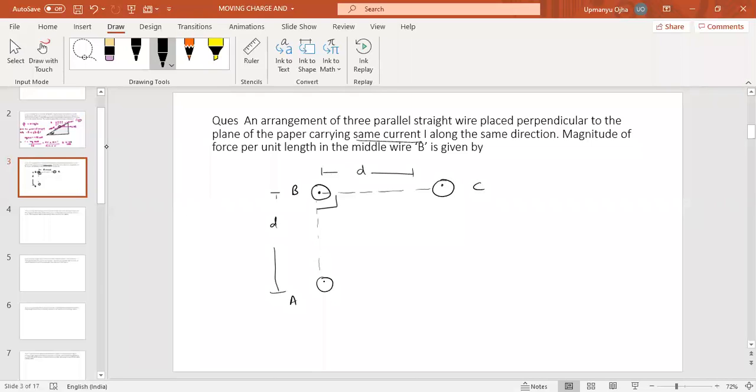In the middle wire, what is the force acting per unit length? We have to find the force acting per unit length on this middle wire. Can you get the answer for this? Try to solve.